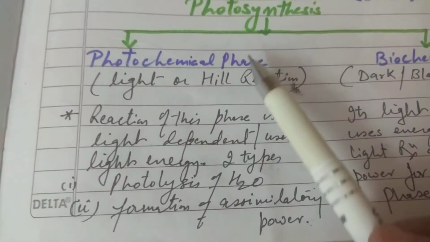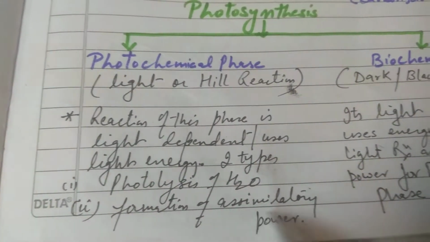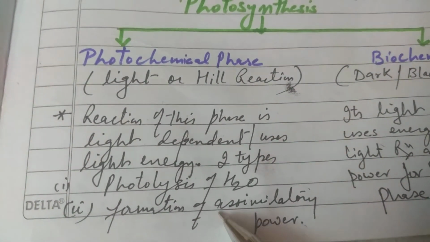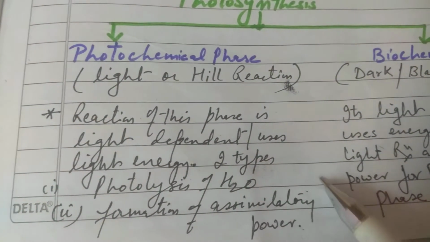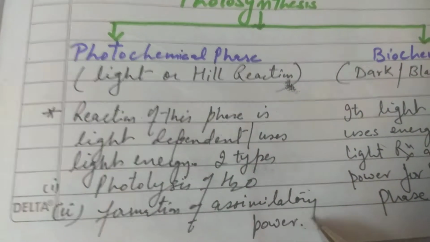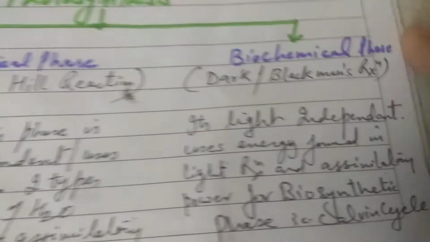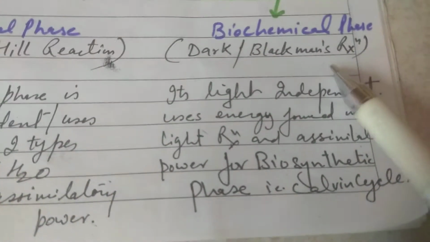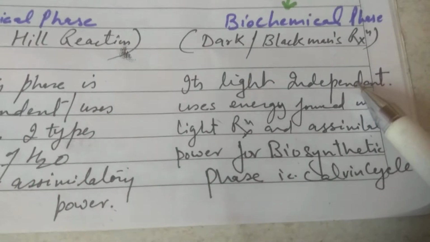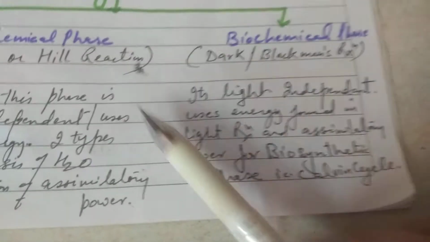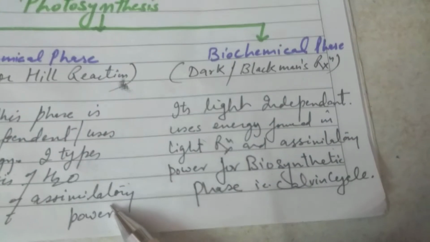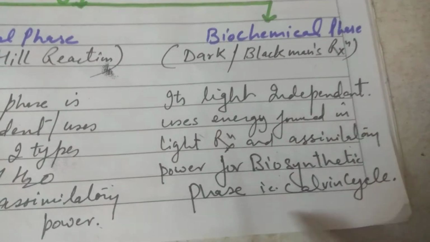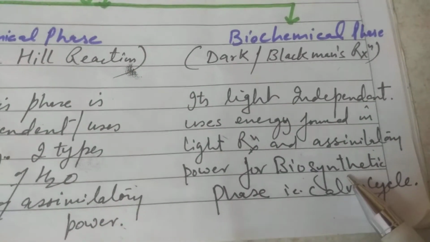It uses light energy and completes in two steps: photolysis of water and formation of assimilatory power. What is assimilatory power? Formation of ATP plus NADPH2, both combined are called assimilatory power, right? The biochemical phase is also known as the dark reaction and Blackman's reaction. It's a light independent reaction. It uses energy formed in the light reaction and assimilatory power for the biosynthetic phase, and is also known as the Calvin cycle.